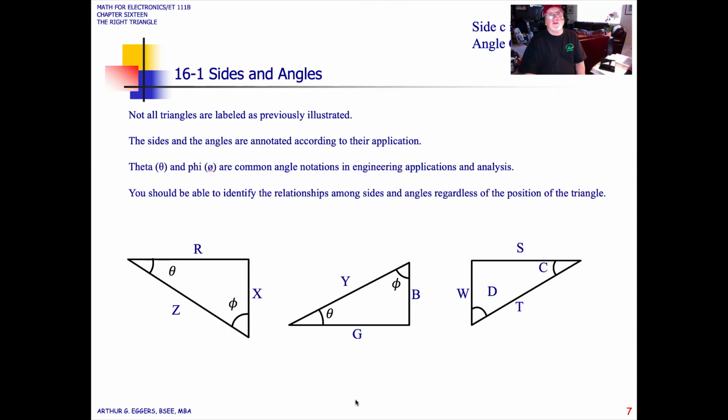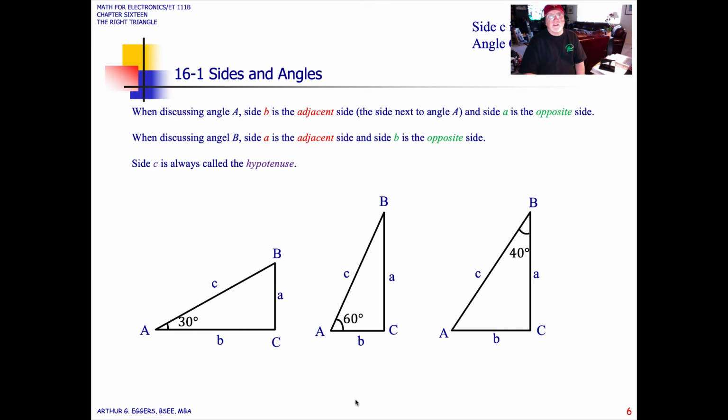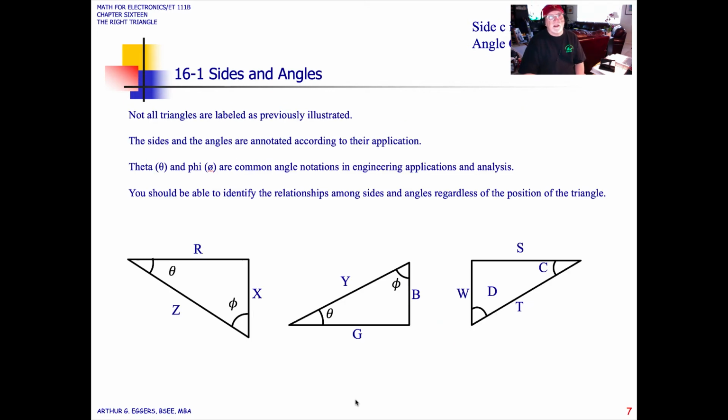Not all triangles are labeled as previously illustrated. Here you can see very simply we have them labeled ABC. But when we start doing applications, the angles and sides become very specifically labeled. The sides and the angles are annotated then according to their application. The angles theta and phi are common angle notations in engineering applications and analysis. You should be able to identify the relationships among the sides and angles regardless of the positions of the triangle.